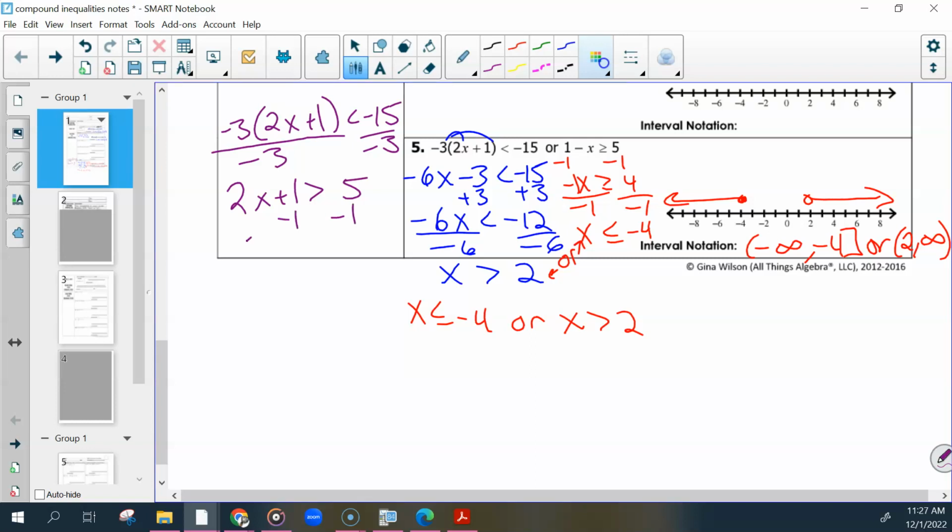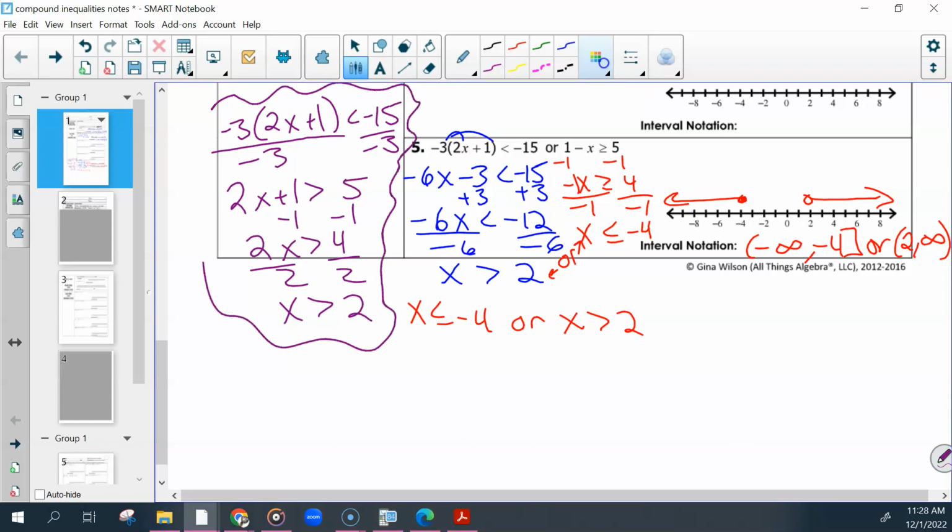And then we would keep solving. Subtract 1 on both sides. Divide by 2 on both sides. So we get the same thing no matter what. It's just preference. If you see that 3 goes into 15, you could do this. If it was like a 2 and a 15, you could not do this. Questions on 5?